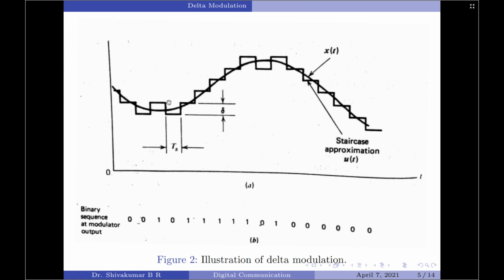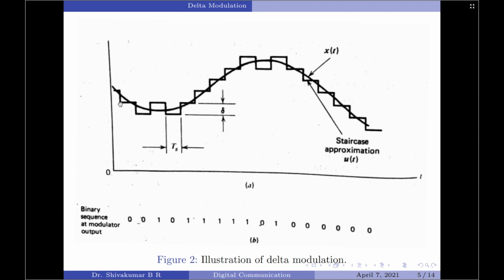So this is how you are going to create the approximation, particularly the staircase approximation of the input signal x of t. I am going to repeat once again. If the approximation falls below the signal at any sampling instant, then the approximation is increased by delta. If on the other hand, approximation lies above the signal, then the approximation is decreased by delta.